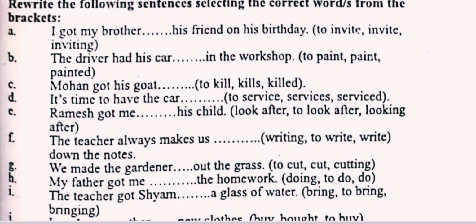Number F. Now the next example of the causative is make. Then afterwards I'll ask you the question. See, the teacher always makes us write down the notes. Not to write, not writing. The teacher always makes us write down the notes, not to write. According to structure number 4, when the agent is the doer of the action, we use V1, the bare infinitive, write only. So the teacher always makes us write down the notes.